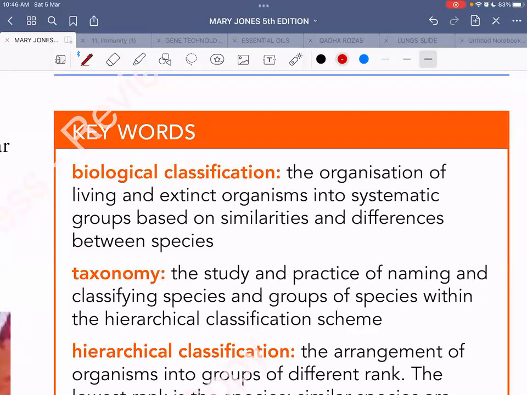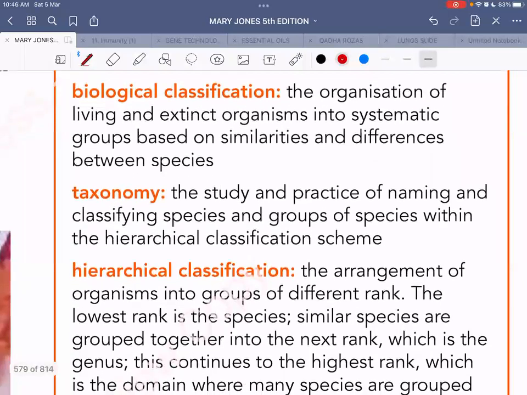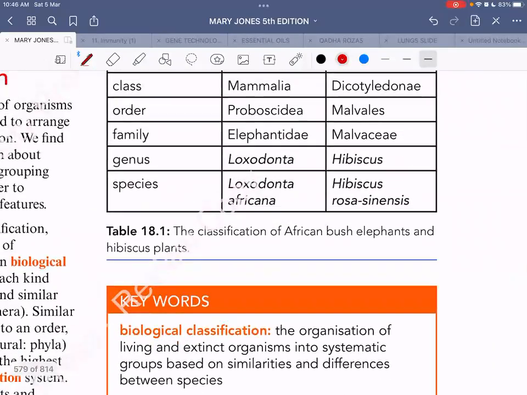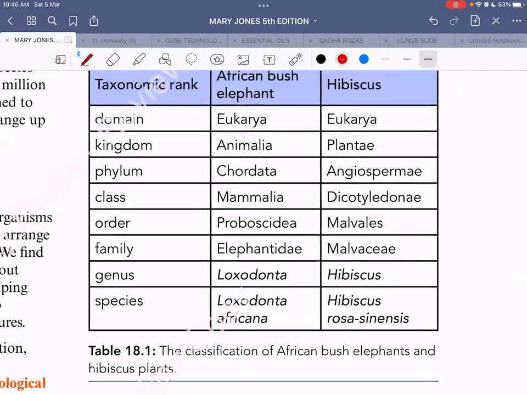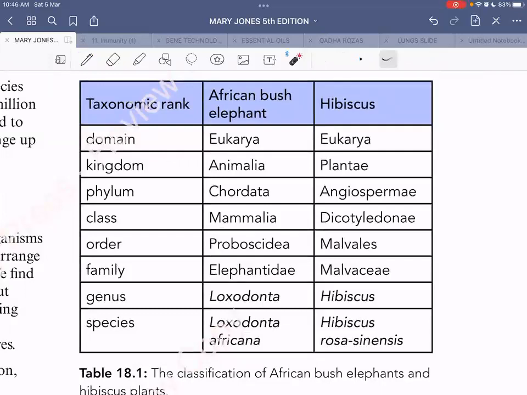अच्छा, जब हम groups बनाते हैं तो we always make a hierarchy, ठीक है? And that hierarchical classification जो है ना वो मैं आपको दिखाती हूँ. This is the hierarchy. For example, we start with the highest level in the hierarchy, which is the domain. Then we move on to kingdom, phylum, class, order, family, genus, and species.